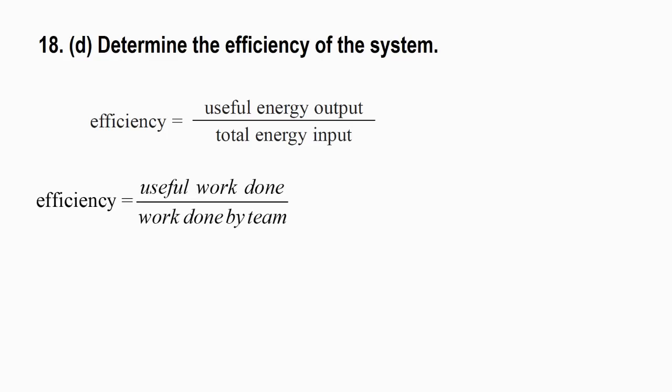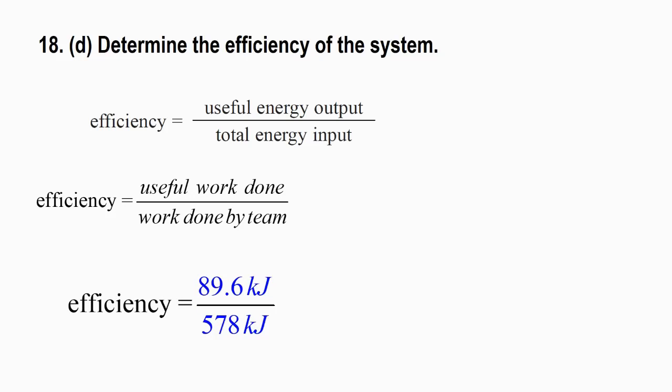So the efficiency can be defined as the useful work done divided by the work done by the team. Both values we already calculated. So the efficiency is equal to 89.6, which is the useful work done, that means the energy increase of the block, divided by 578 kilojoule, the work done by the team. So you will get the efficiency of the system equal to 0.155.